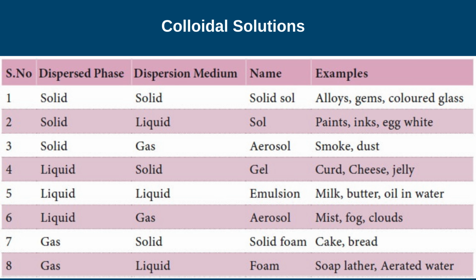Colloids are commonly classified according to the physical states of the dispersed phase and the dispersion medium. Solid particles dispersed in liquids form sols. Liquid droplets dispersed in another liquid form emulsions, gas dispersed in liquids produces foams, and solids dispersed in gases form aerosols such as smoke.